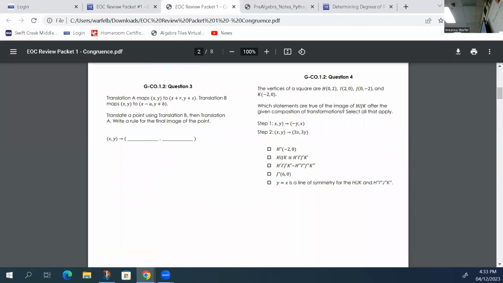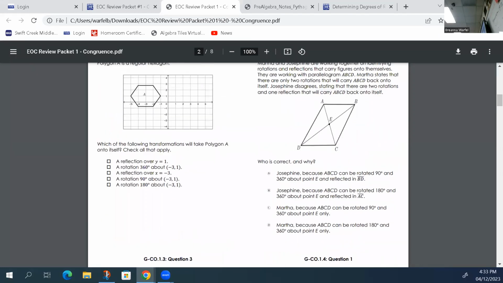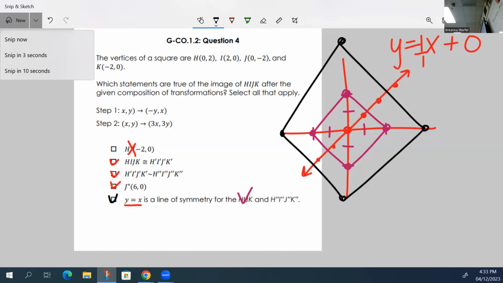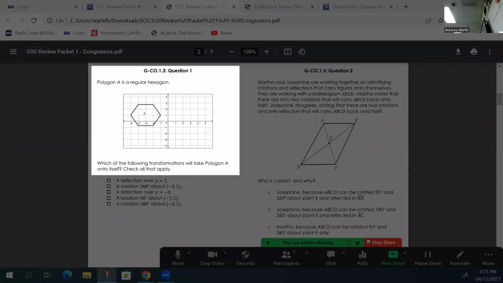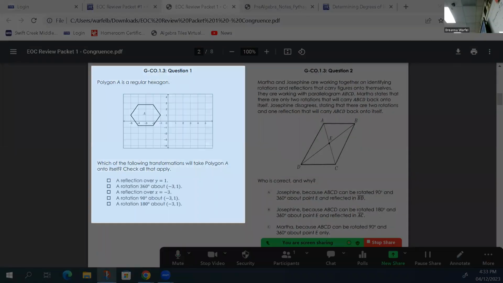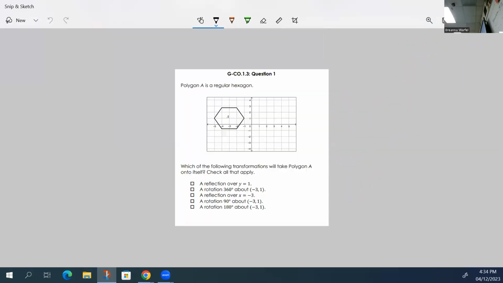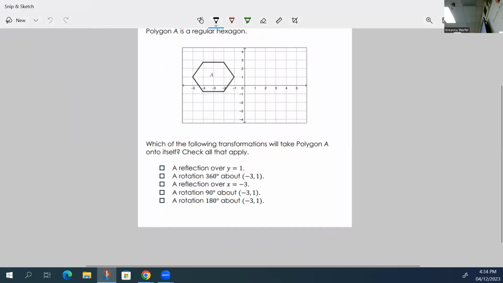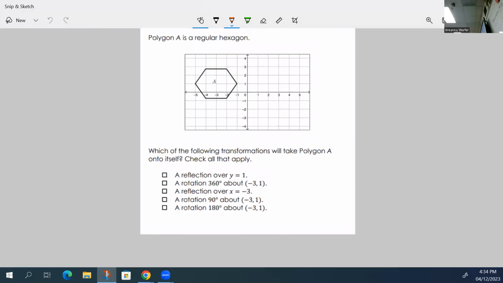Number 5, let's go to the next page. Number 5 is very similar to number 4. They're talking about lines of symmetry, or the concept kind of. All right, so your big words here that you need to make sure you understand is which of the following transformations will take polygon A onto itself, okay?